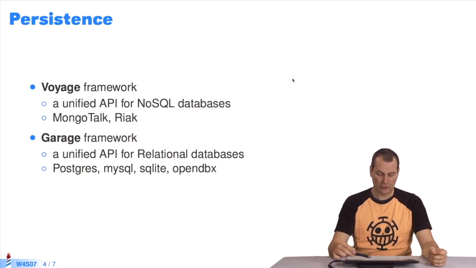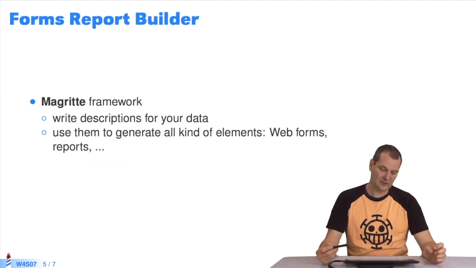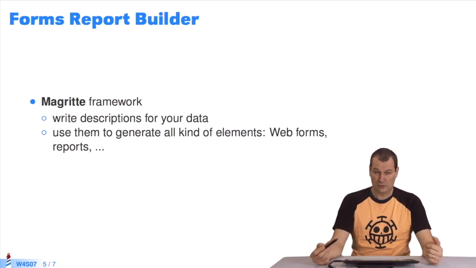Regarding persistence, as I said earlier, there are two major frameworks that enable you to store documents in NoSQL. They are based on components like Mongo, CouchDB, and Riak. We use Voyage as an abstraction on top of MongoDB. And Garage is a framework offering a unified API for relational databases. We won't use it in this course, but it has drivers for Postgres, MySQL, SQLite, and OpenDBX, and it is always being improved.